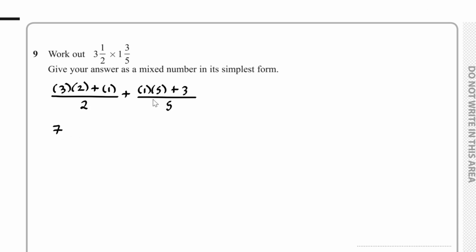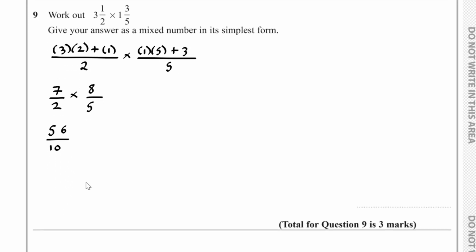So we have 7 over 2 multiplied by, well, here we've got 5 times by 5 plus 3, which is 8. So we multiply by 8 over 5. So it turns out we get 56 over 10. Now 10 goes into 56 5 whole times, and what's left over is 6. So we have 5 and 6/10. And 6 over 10 we can simplify to 3/5. So our final answer, we have 5 wholes and 3/5.